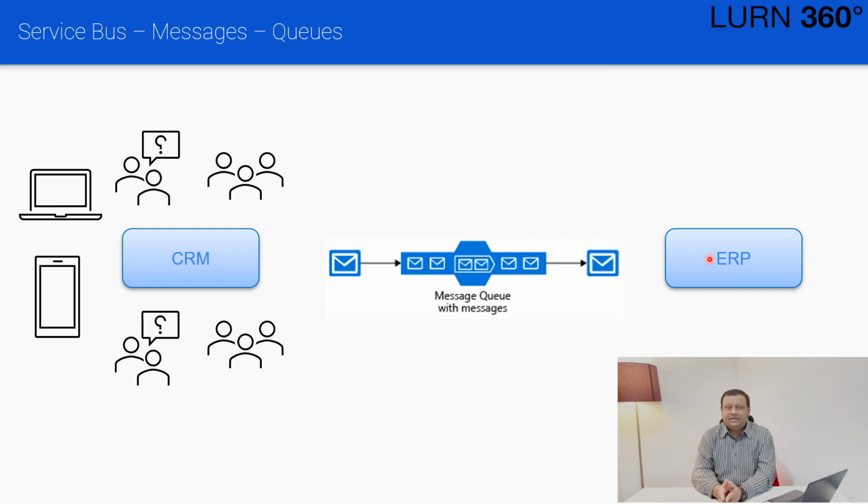All of the other messages are piled up in the queue, and whenever the ERP is ready to process them, it would keep on reading messages and continue processing. So this is one use case.